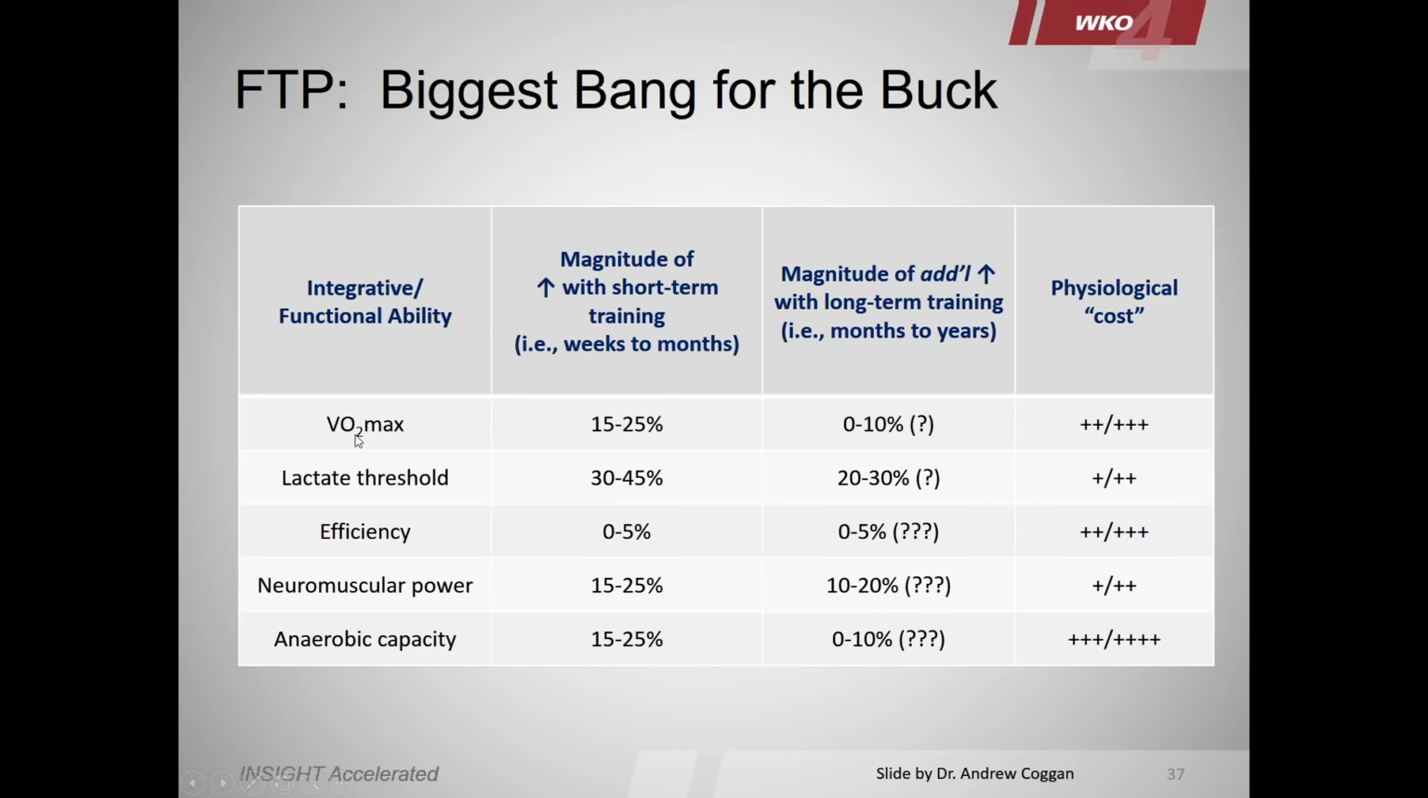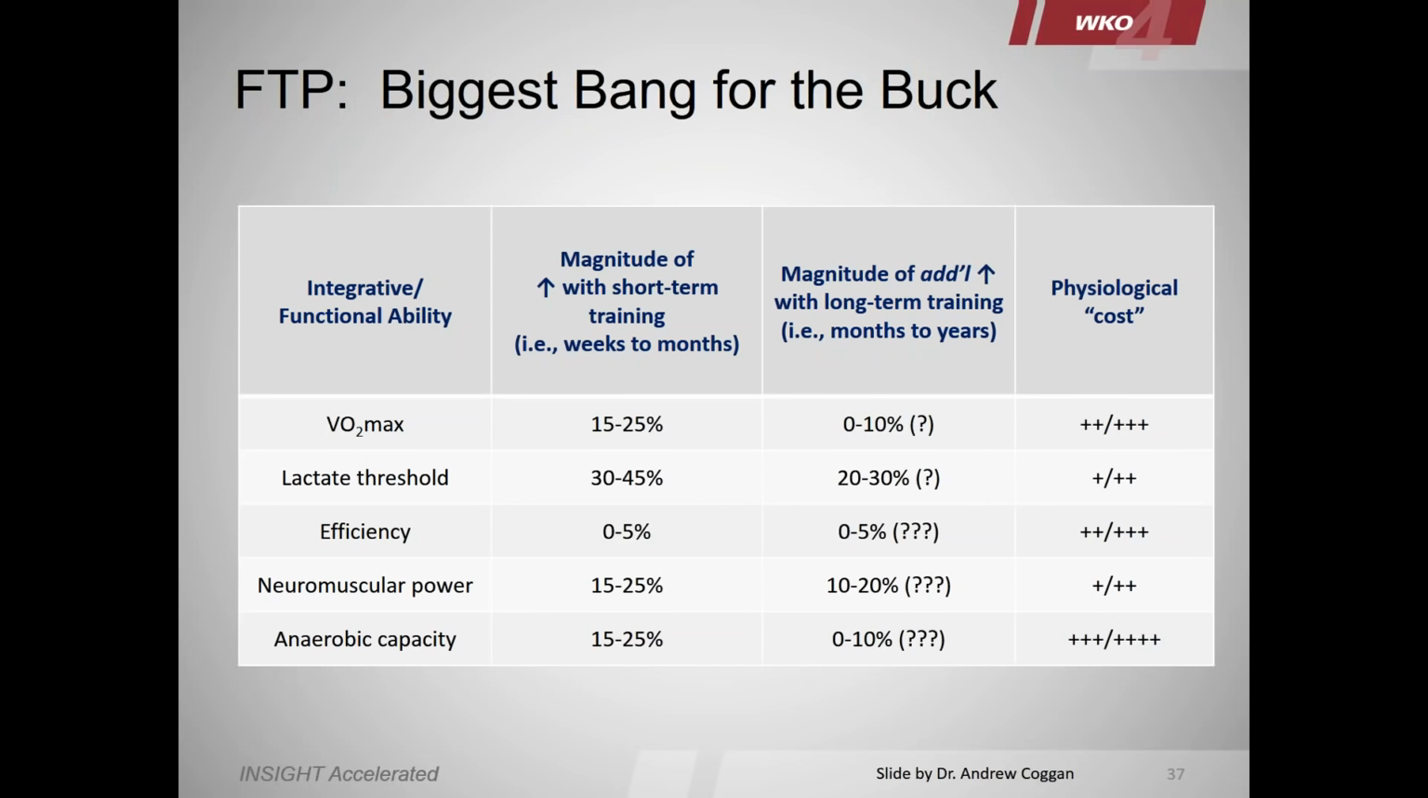Also note here the idea that we can't train VO2 max. You can't improve its natural genetic max, but you can improve what you do with it. So when you think about threshold training, these two can go hand in hand, and it is the single biggest bang for the buck.